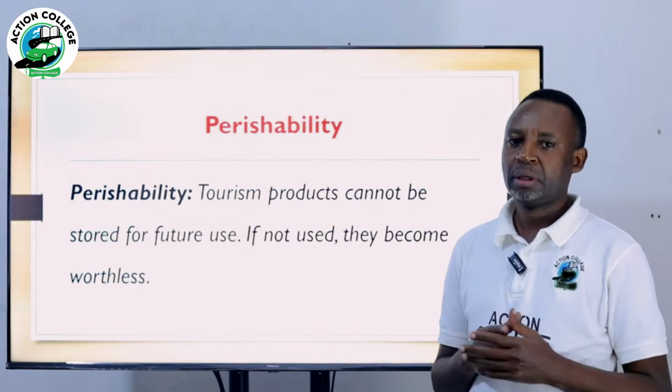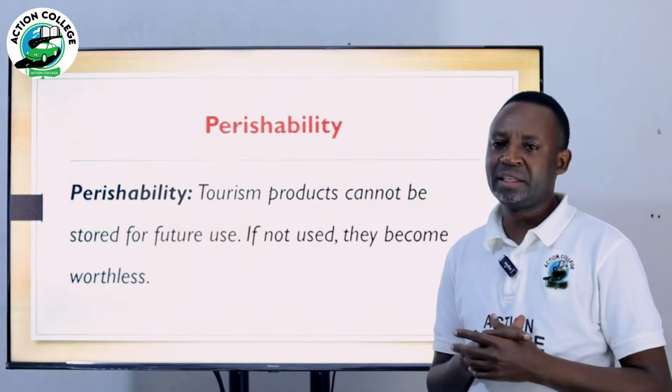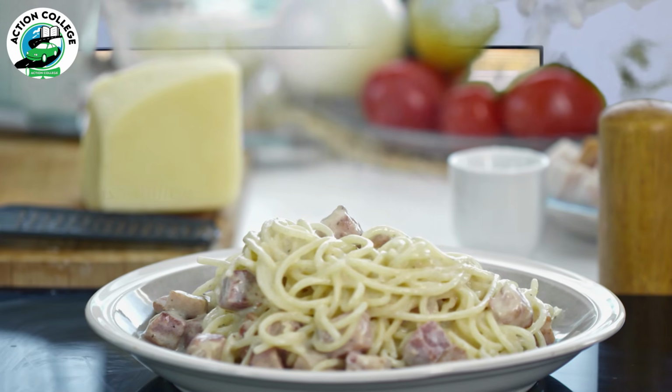Keep the food, and then I will sell it after 2 days when I get the customers. No, the food will have.